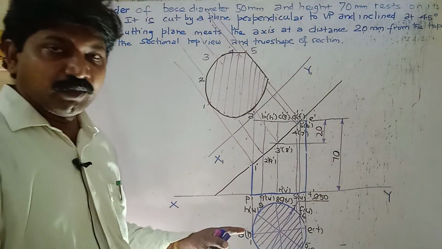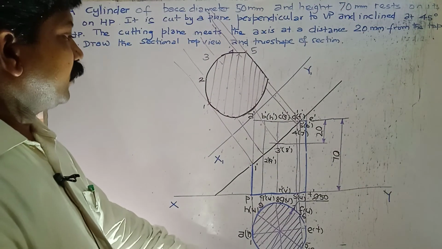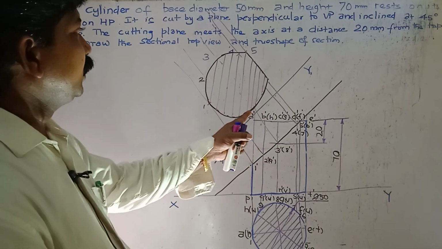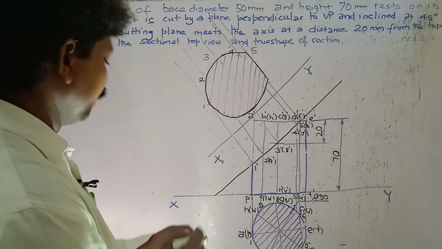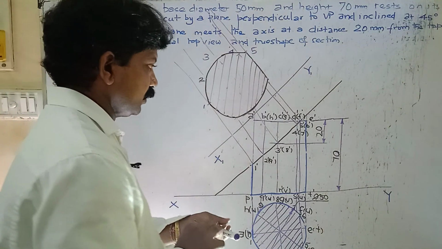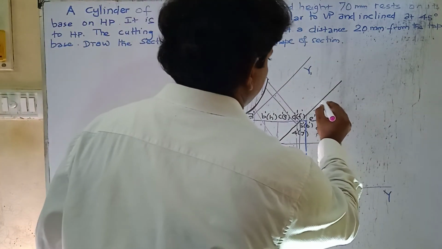Check whether all the given dimensions are marked. Base diameter 50, axis height 70, cutting plane position 20 mm from the top base and inclined at 45 degrees to HP. Mark the inclination 45 degrees to HP.